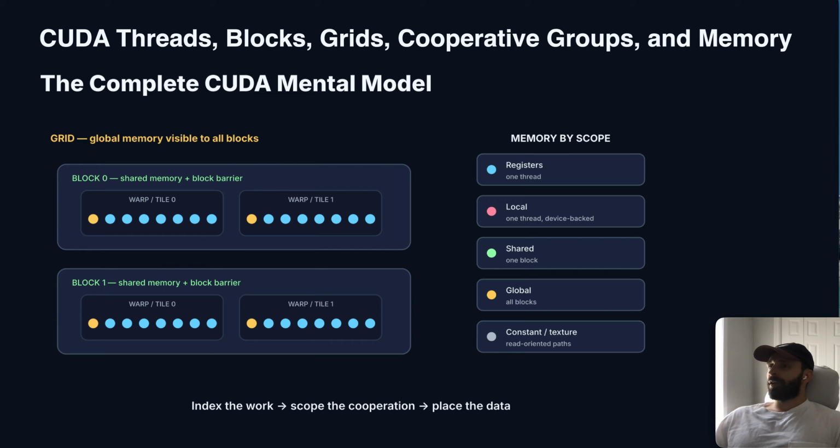A thread is one worker. A block is a team of workers. A grid is the full job created by one kernel launch. The memory on the right follows the same idea of scope. Some data belongs to one thread, some to one block, and some is visible across the device. We'll unpack that model one layer at a time.